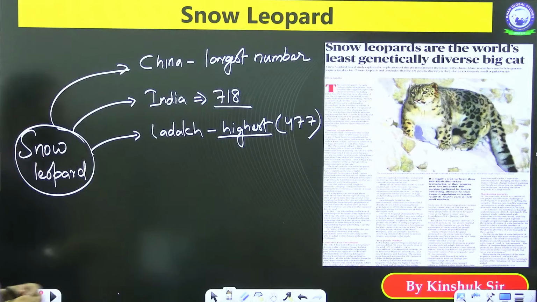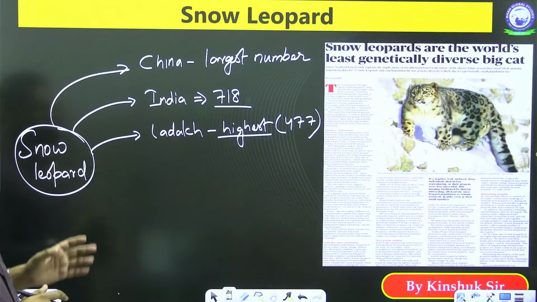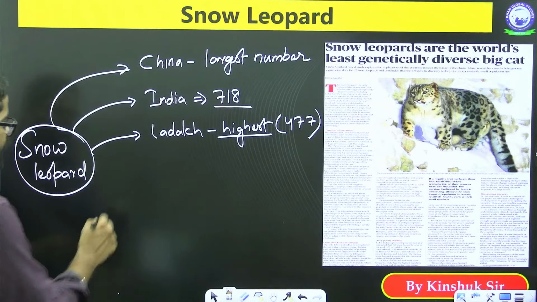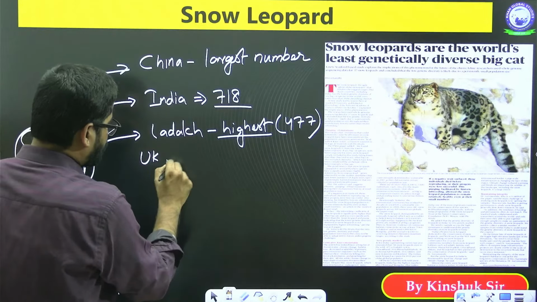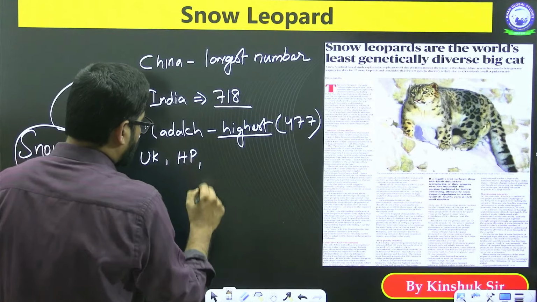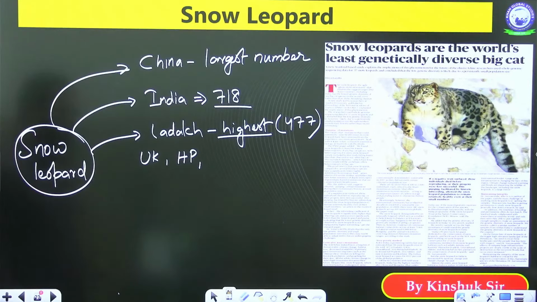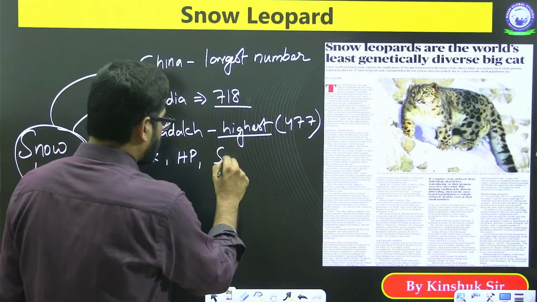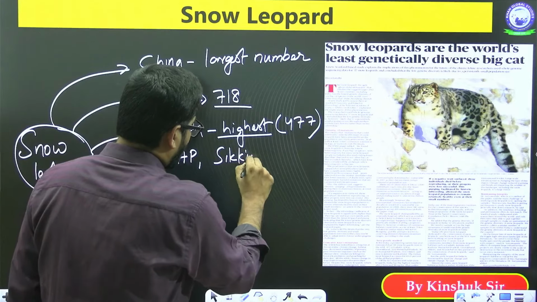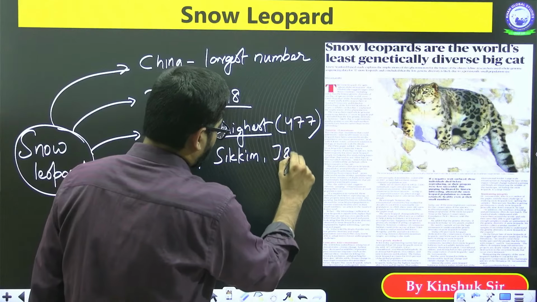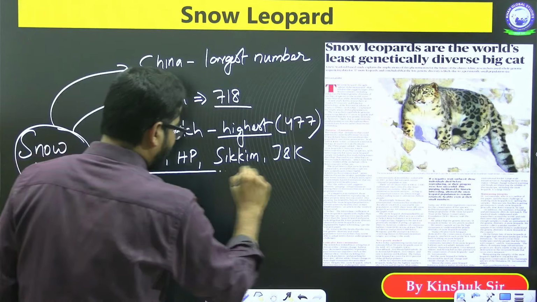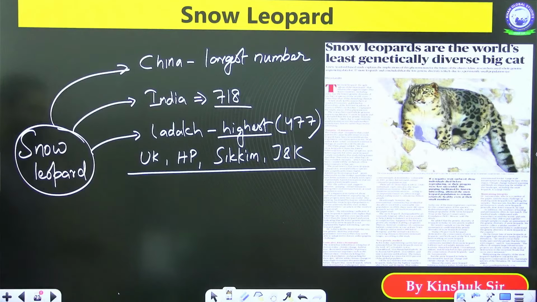So from here you can understand it is having the highest number, followed by Uttarakhand, Himachal Pradesh. Then we have even Jammu and Kashmir, Sikkim. So Sikkim is also there, and then Jammu and Kashmir is also there. So these are the locations where we are having the highest number of snow leopards.